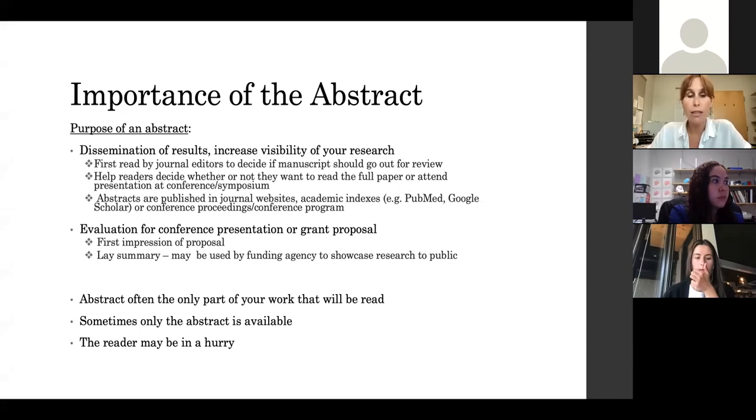Okay, so the take-home message here is that your abstract is used to evaluate your work and to attract readers to your work. So you don't want to think of it as an afterthought. It's not something you just put together last minute. It's really important to write an effective abstract, because it's critical to promote your research.